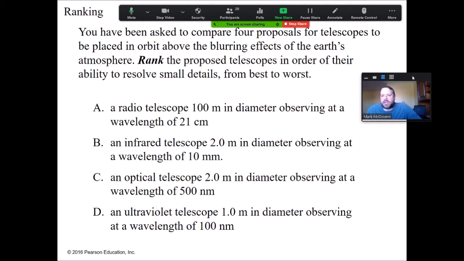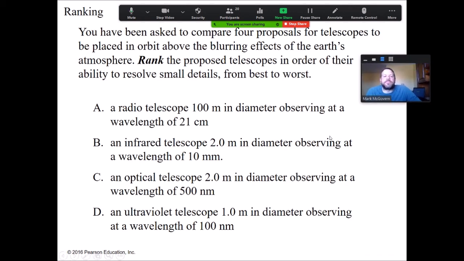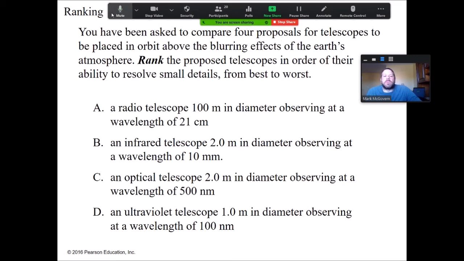All right, don't have to respond to this. This is just something we're going to talk through here. You've been asked to compare 4 proposals for telescopes to be placed in orbit above the blurring effects of Earth's atmosphere. Rank the proposals in order of their ability to resolve small details from best to worst. Okay, so the radio telescope, you're not going to put that thing in space. But I'll still consider it. You don't put radio telescopes in space. But anyway.